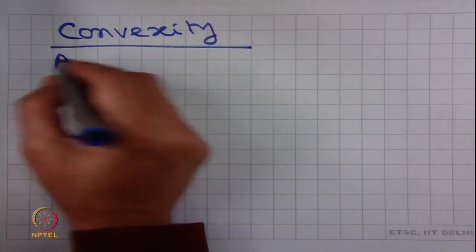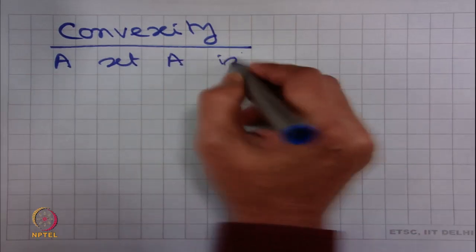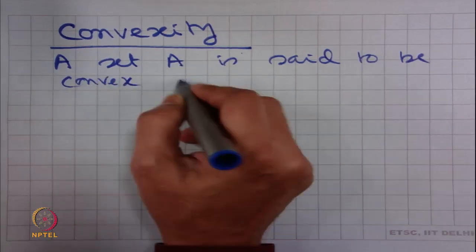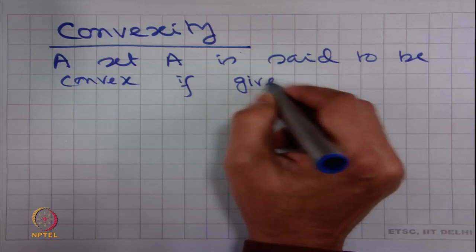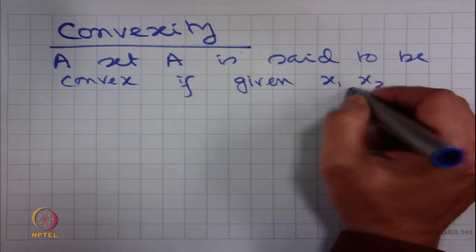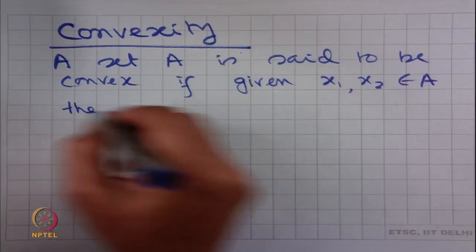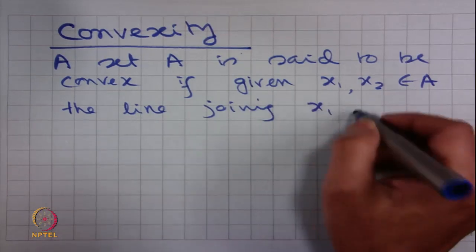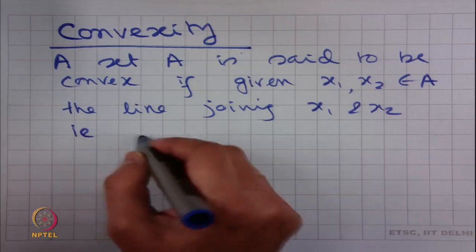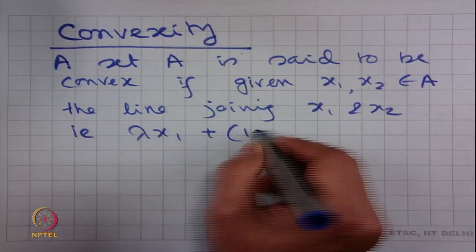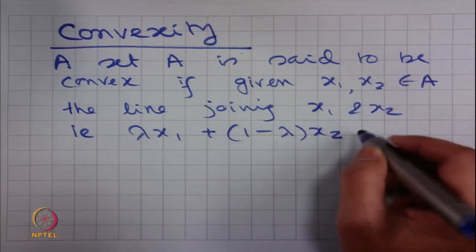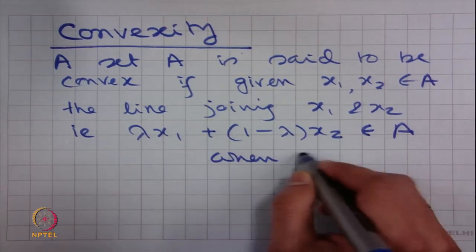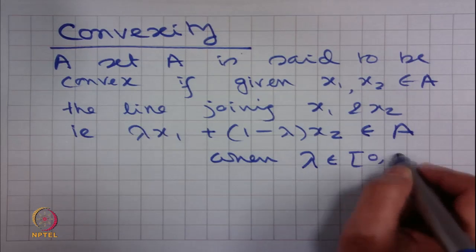We know that a set A is said to be convex if given x1, x2 belonging to A, the line joining x1 and x2, that is lambda x1 plus (1 minus lambda) x2, also is contained in the set A when lambda belongs to [0, 1].